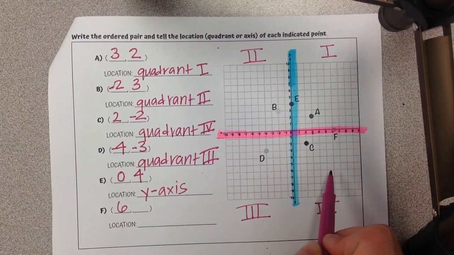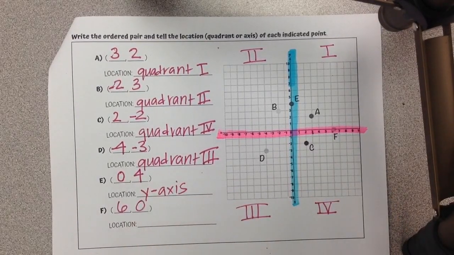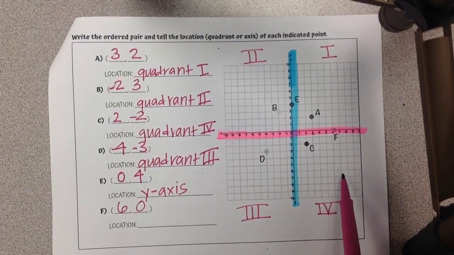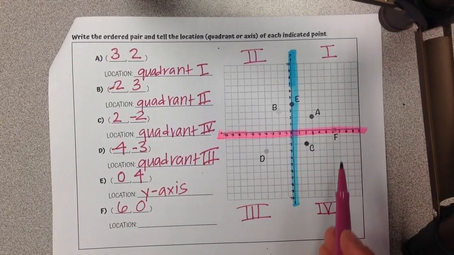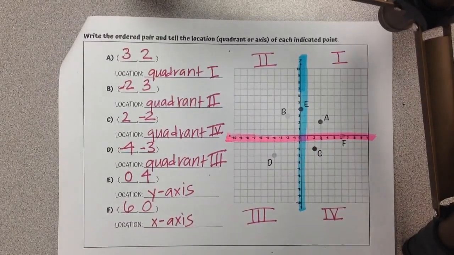My last point, F, I moved over to the right 6 in the positive direction, and I did not move up or down. I stayed on the x-axis, so my y value is 0. And again, this is not in quadrant 1, it's not in quadrant 4, it's located on the axis, so its location is x-axis.